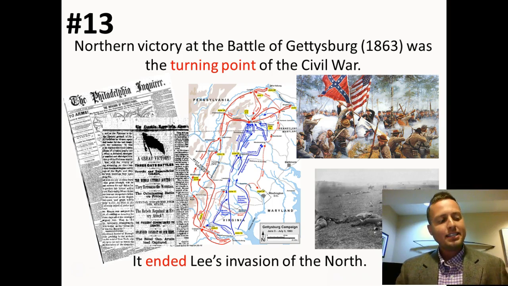Now, once this battle is done, you got to bury the dead. You got to say a few nice words as you dedicate this cemetery in Gettysburg. So they have President Lincoln, who gave a very short speech that was called the Gettysburg Address.